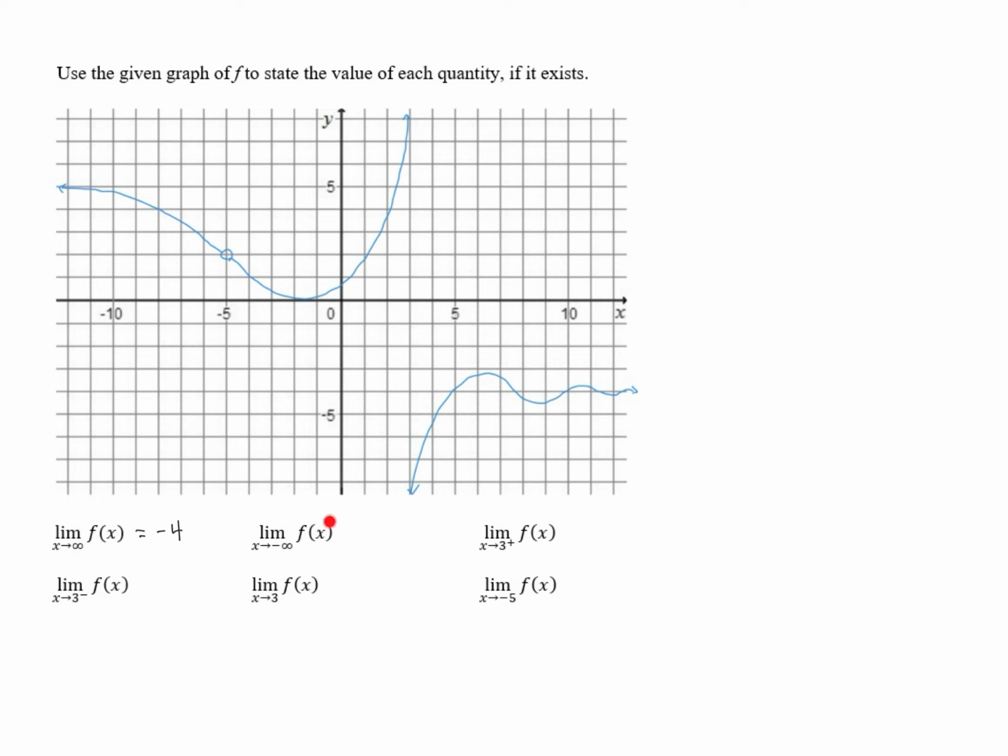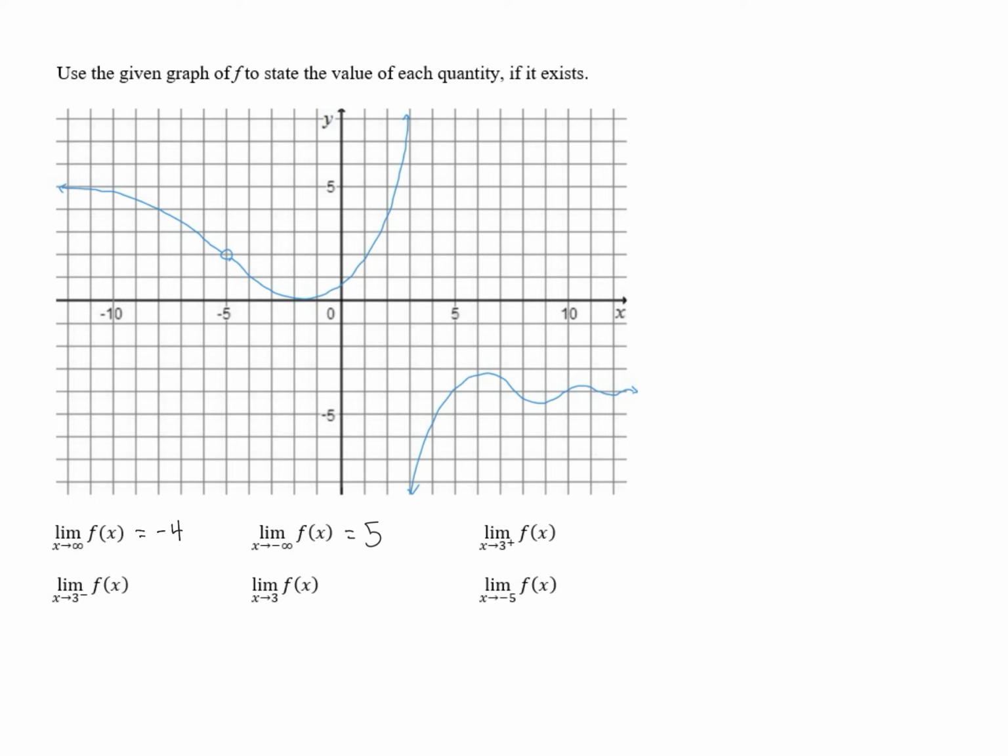Let's continue. Now we've got the limit as x approaches negative infinity. So we're looking at what's happening as we move to the left. And over here, it looks like we are asymptotically approaching 5. So that means that that limit is equal to 5. Again, these are hand-drawn. They're certainly not perfect, but I really hope you can see the intent in the graphs that I have drawn.